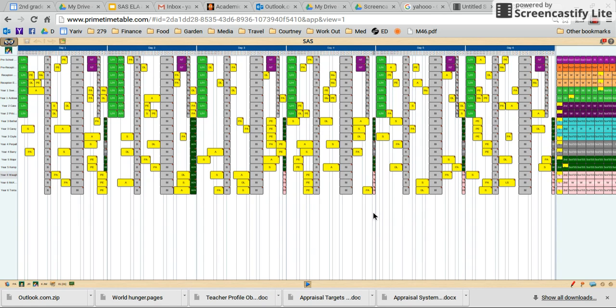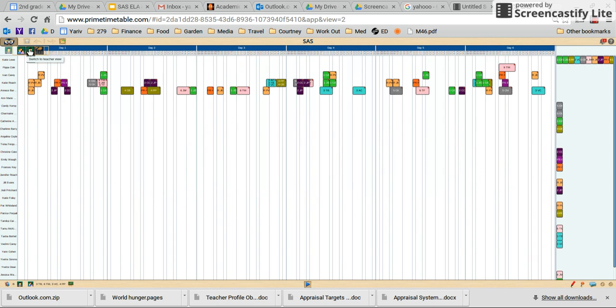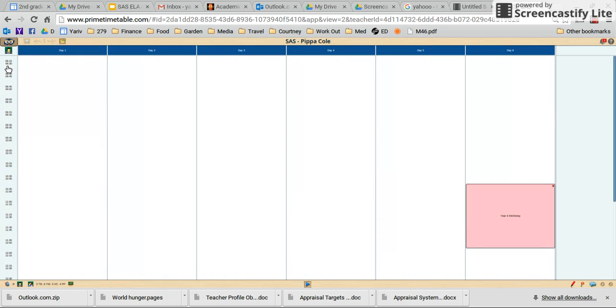So, Paul, this is the screen that you would start at. You would click on the image of three people, go to the image of one person. We could see actually Pippa's schedule. And we could see here that she's teaching from 10:45 on day six, for an hour and 15 minutes until 12 o'clock.